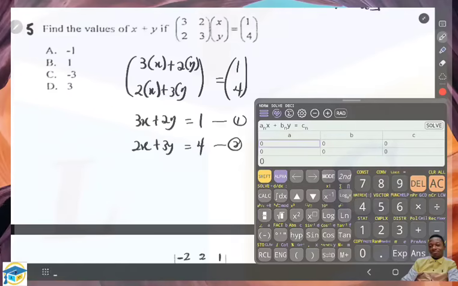All right. So therefore, we'll start with equation 1. The a, b, and c are actually the coefficients.